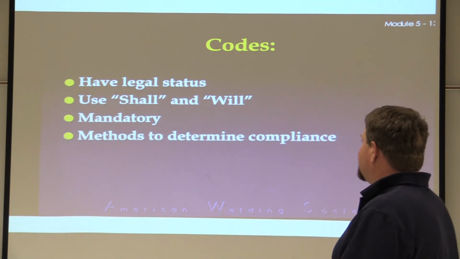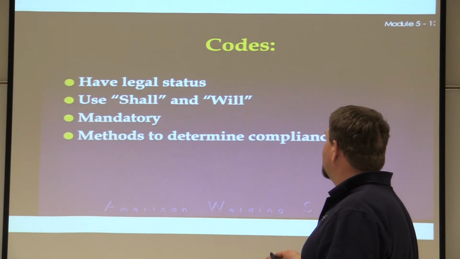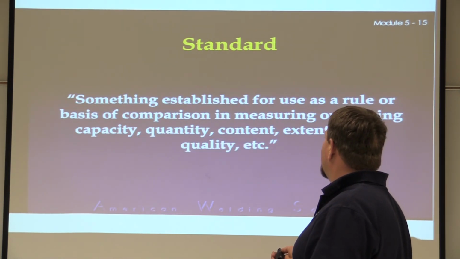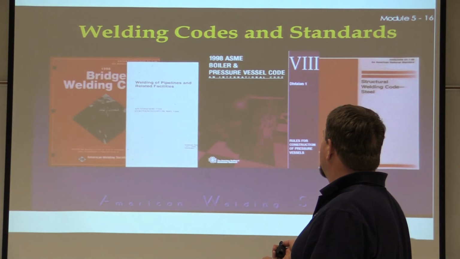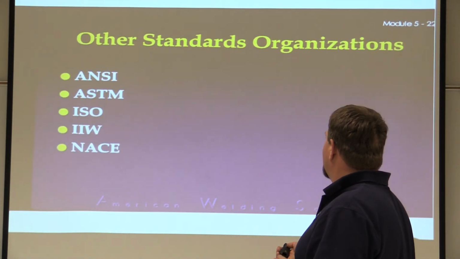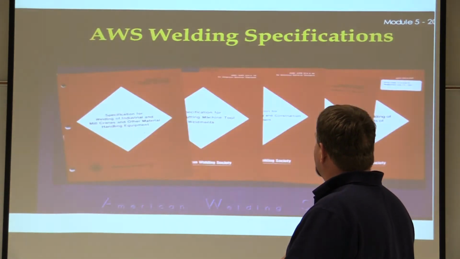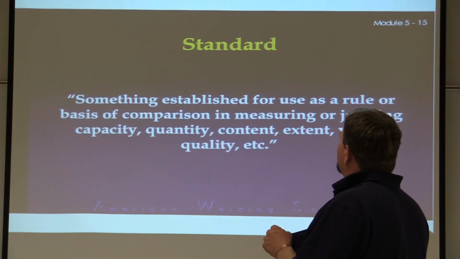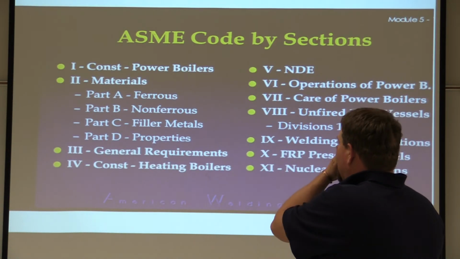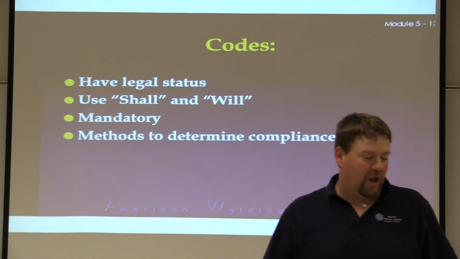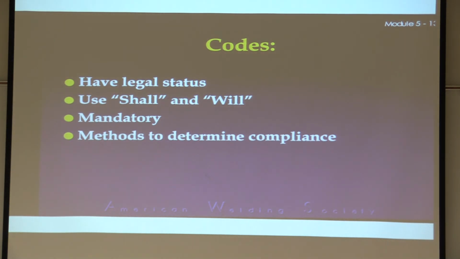Okay? Methods to determine compliance. Sorry, come back here. There's other ones to use. We talk about should and could instead of shall and will. Shall and will are usually associated with codes. All right. Should and could are usually associated with standards and specifications. All right.